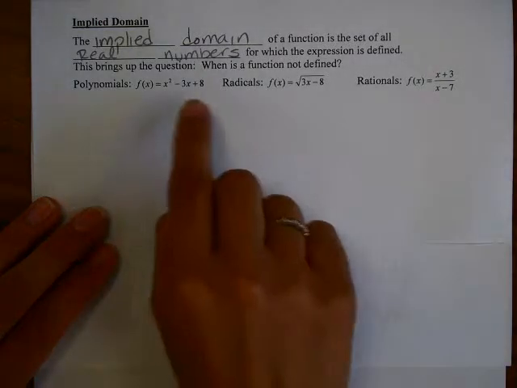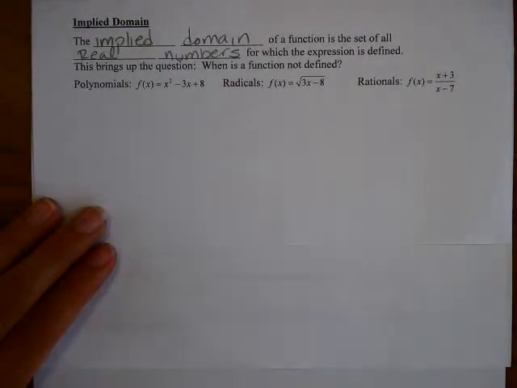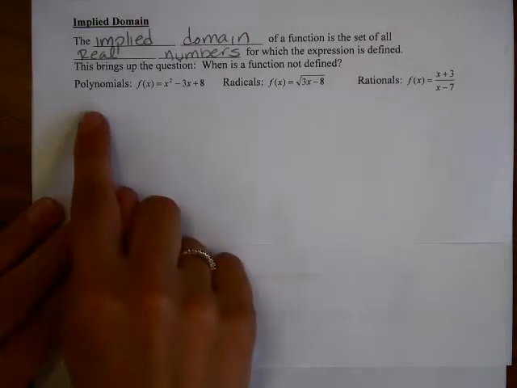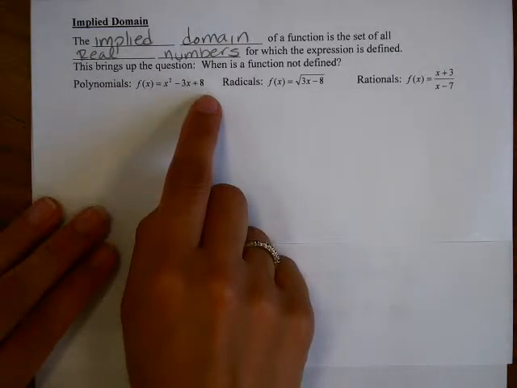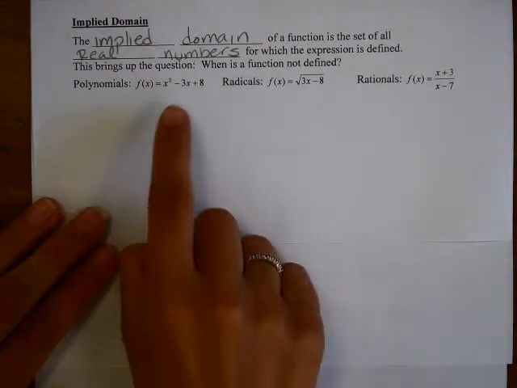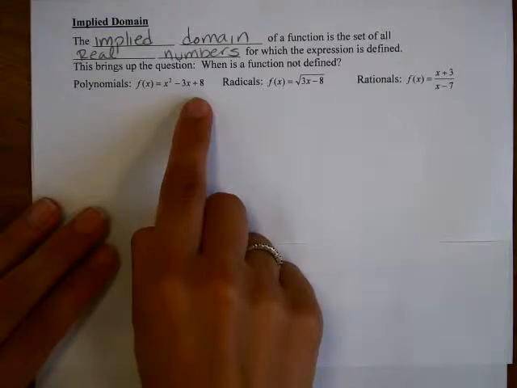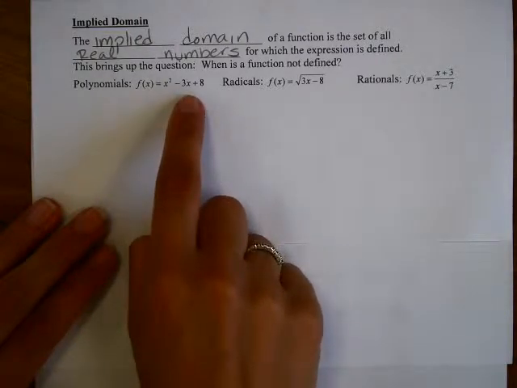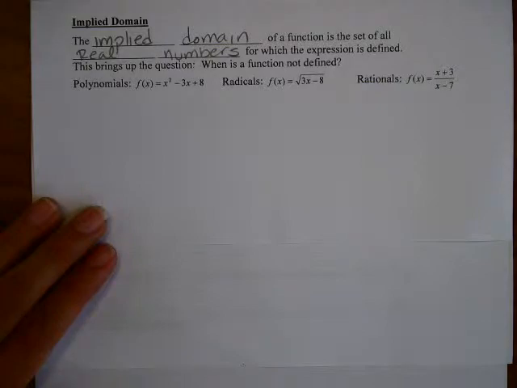Oh, okay, great. Well, when is a function not defined? That's really the question that we have to ask in order to understand implied domain. So our first type of function we're looking at is polynomials. In this case, f of x equals x squared minus 3x plus 8. Think back on everything you've ever learned, are there any rules against plugging numbers into this function? Well, are we allowed to plug in positive numbers? Sure. Negatives? Yep. 0? Yeah, we can do that too. Fractions, decimals, anything you want, we could plug into this function and get a valid output.